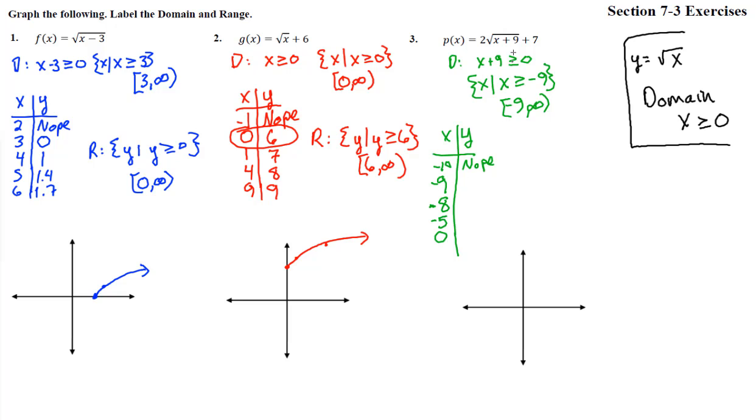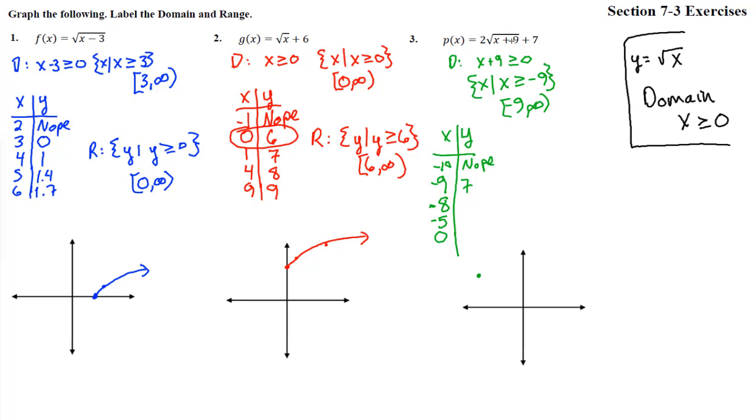Negative 9 is negative 9 plus 9. That's the beginning of our domain and gives us the square root of 0. 2 times 0 is 0 plus 7 is 7. This gives us a hint. Negative 9, 7. This is where our range will start. It's right here. That's the first part of our domain, so that's the edge, so that's where our range will start.